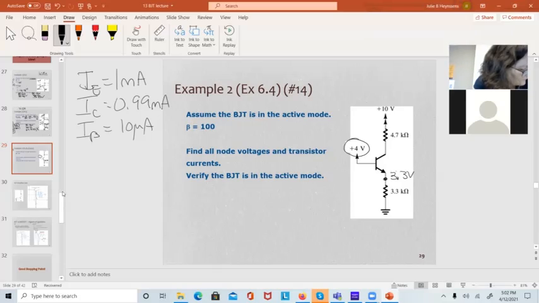And then we can solve for VC. So I've got 0.99 milliamps going through that resistor. I'm going to talk through it because I can't write. And then you can yell at me when I get back. My VC is going to be 5.35 volts. The base voltage is 4 volts. The collector voltage is 5.35 volts. VBC is negative, and we are in the active region.